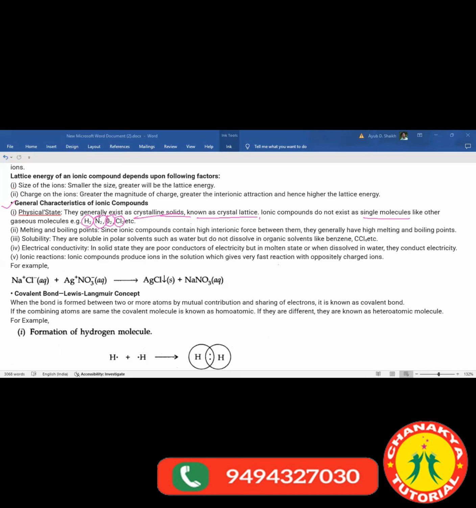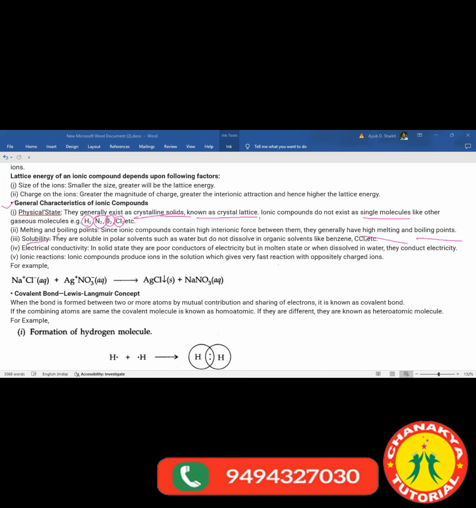Fine. So the melting and boiling point: since an ionic compound contains high ionic force, or interaction force, between the two oppositely charged ions, it requires high energy to break those bonds, and hence it has a high melting point and high boiling point. Right? Ionic compounds have high melting points and high boiling points.